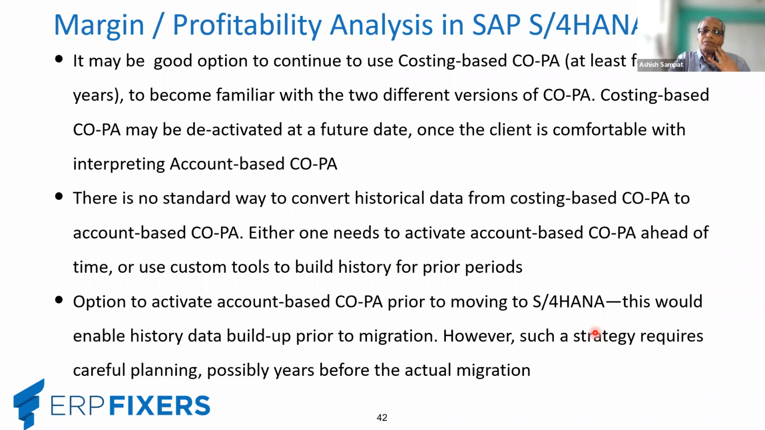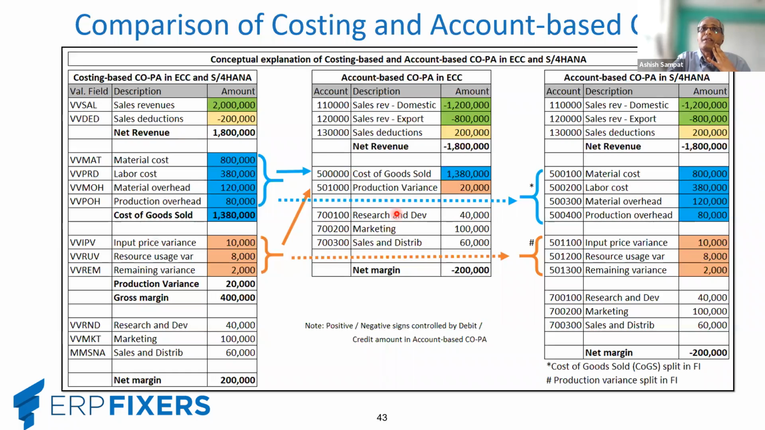And then this one is more of a picture that speaks about the comparison between the two options, the costing-based and account-based. So costing-based COPA, the one that is currently most widely used in ECC, and the same features are available in S4 HANA also. But when you look at account-based COPA in ECC, not many details are available. So when you talk about these blue color values of cost of goods sold, costing-based COPA has more detailed breakdown, but in financial accounting and account-based COPA, just summary. Same with production variance, just summary.